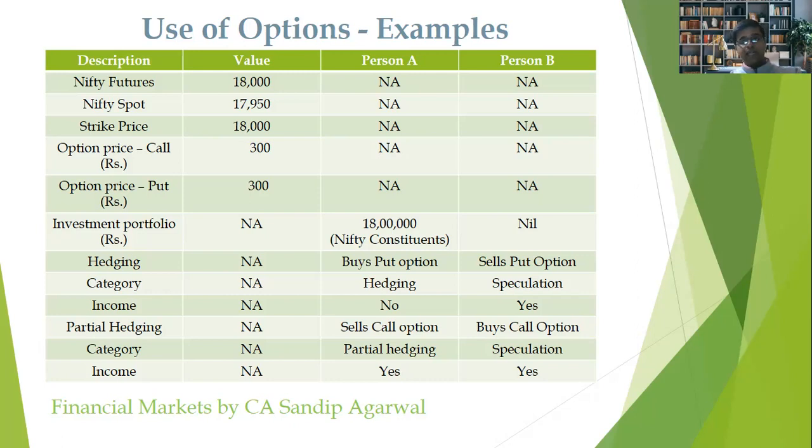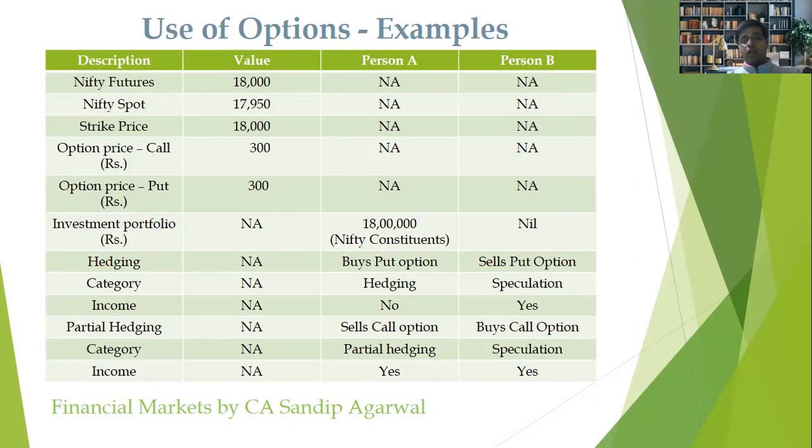Now, if we come to the second category, where we have said the options can be used in three ways. One is hedging, which we have covered. Second is speculation. And the third one is partial hedging. Now, there are certain people who cover their investment portfolio by selling a call option as well. I will explain how a person hedges a portfolio by selling a call option. So person A has an investment portfolio of 18,000. He is selling a call option and hedging his portfolio only partially. Why I am saying partially, I will cover in the next slide.